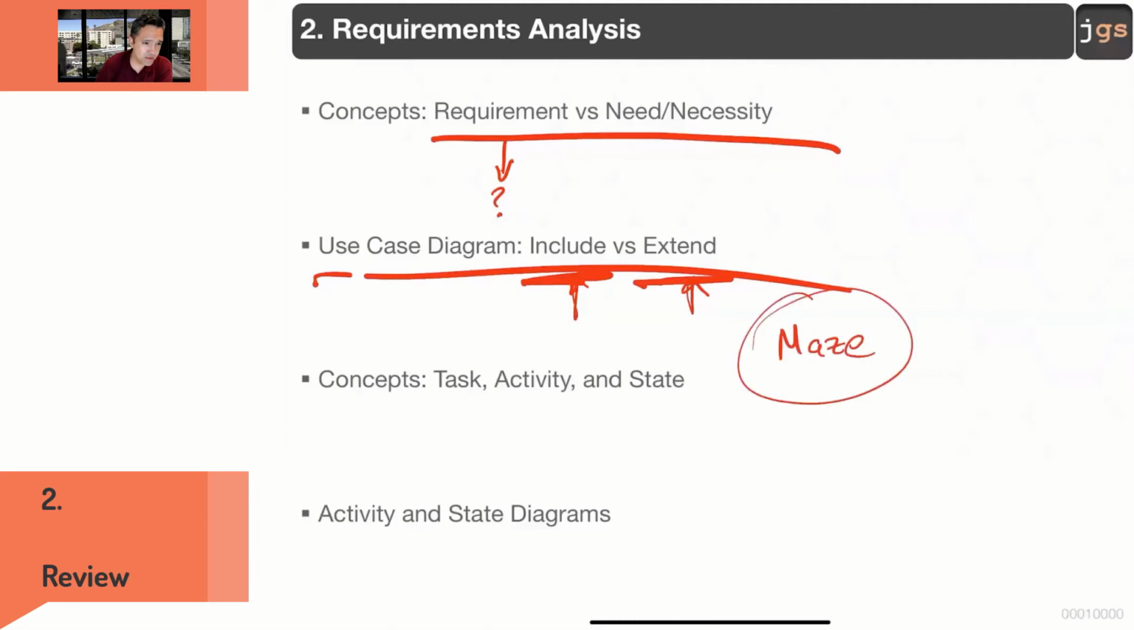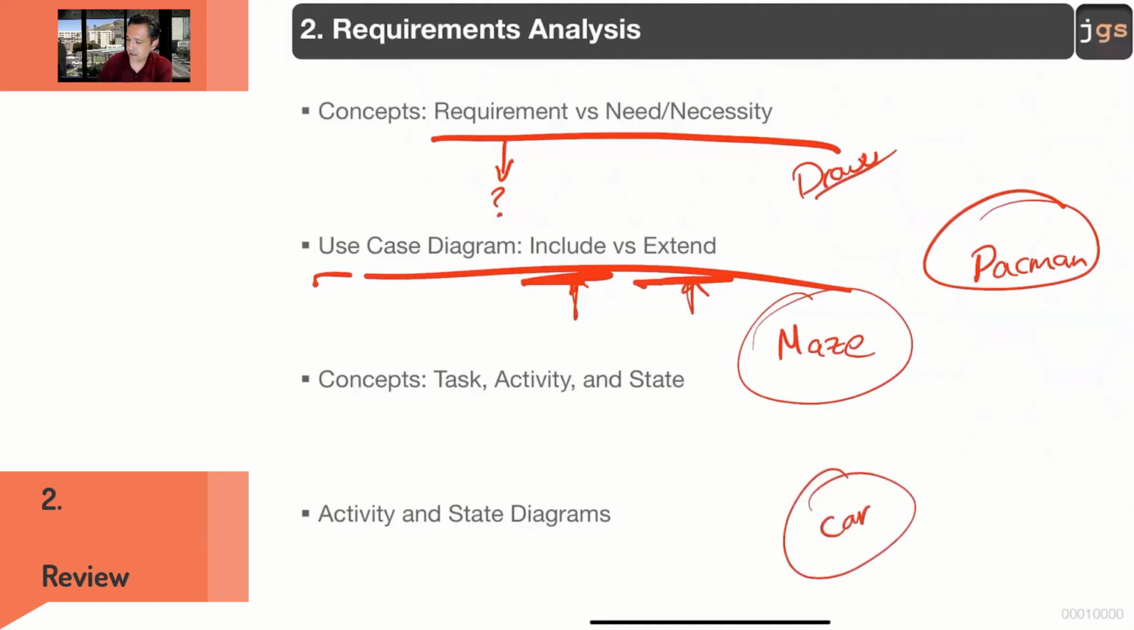we need to draw the maze for the Pac-Man, and well, we need to draw the Pac-Man. I am talking just about drawing, so it's just a very particular case. Or you have a car, and that car has an engine. I am talking about having that particular element. Between car and engine, can we use include or extend? And if so, which one?